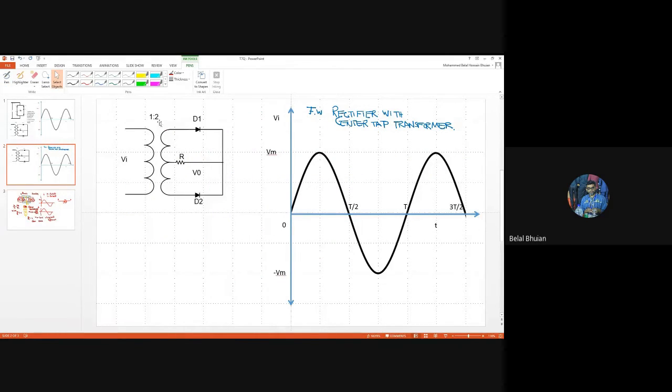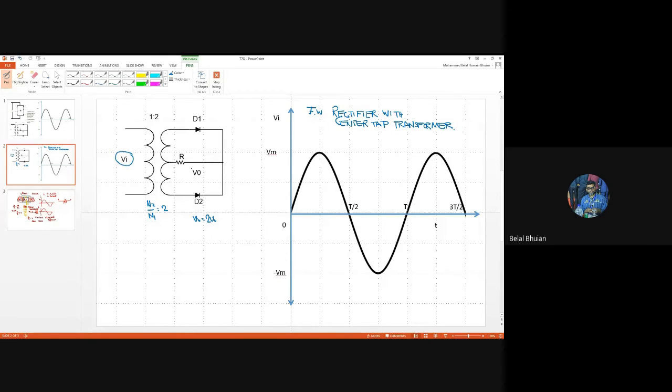Now we have a transformer where we're applying the input signal Vi here, and from the secondary we get the output signal, and the turn ratio is 1 to 2. That means N2 divided by N1 is equal to 2. So if you apply a signal Vi, V0 is equal to 2 Vi.